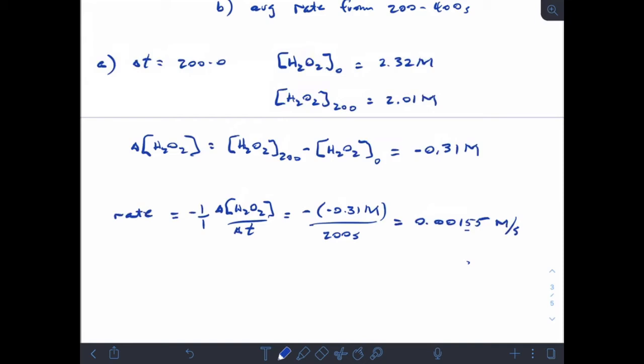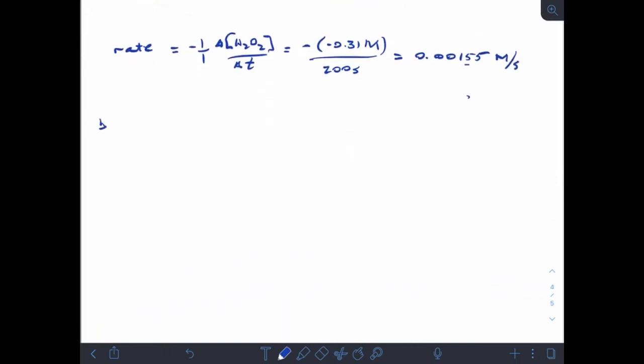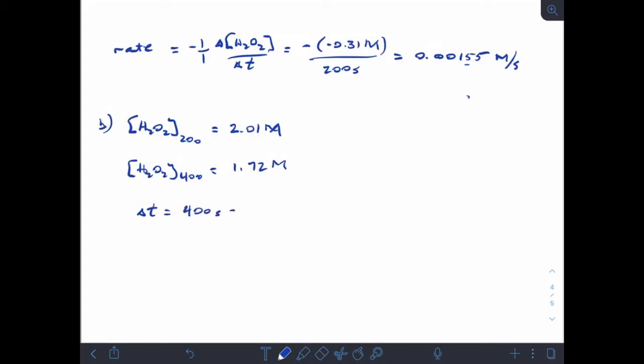Okay, so let's take a look at what this reaction looks like at 400 seconds. For part B, the peroxide concentration at 200 seconds was 2.01. And our concentration at 400 seconds we measure to be 1.72. Okay, and our delta T is 400 seconds minus 200 seconds, final minus initial. So again, 200 seconds.